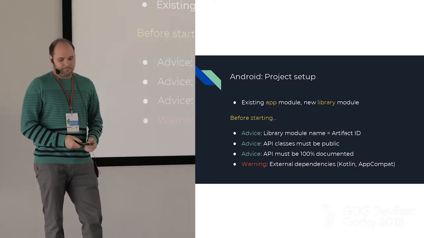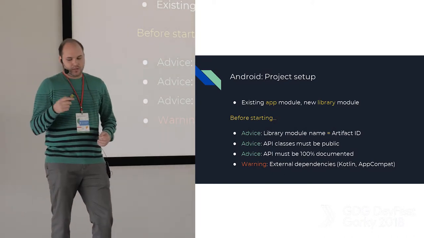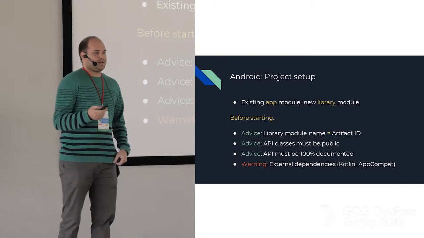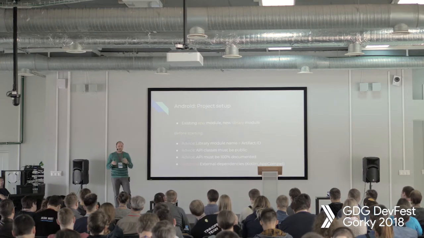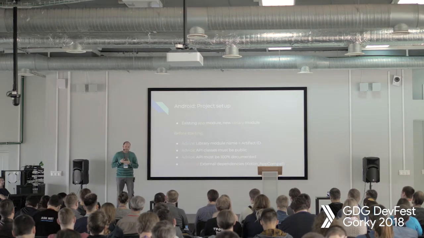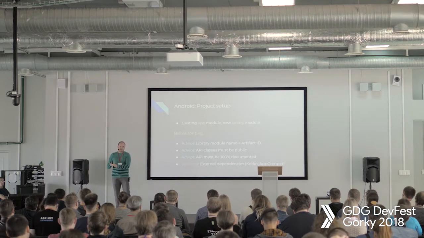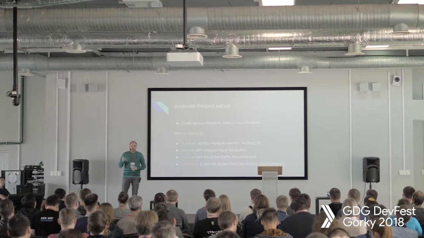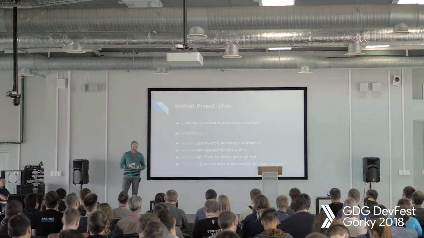One more thing, this is extremely important. AppCompat, Kotlin, all of this stuff, it's external dependencies. If you use it, just be careful, because people may use a different version of AppCompat, a different version of Kotlin, different version of whatever you're using. So just take care and write this into your README so that people know which version you're using.